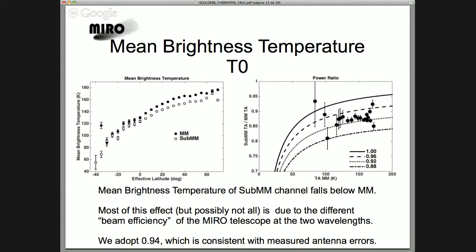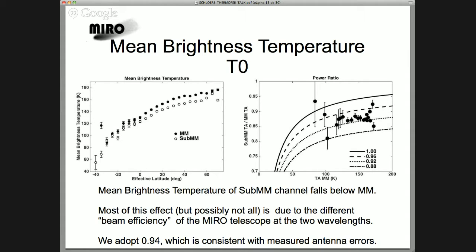The expected ratio is about 0.94 for that effect. And over here is the plot of the ratio of the power we see in the submillimeter channel to the power we see in the millimeter channel versus the signal in the millimeter channel. These curves have to do with the Planck function and stuff like that. But in any case, you can see that we get a typical ratio here, somewhere around 0.94.